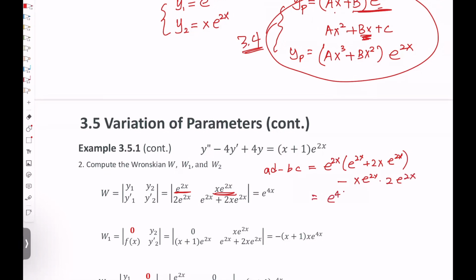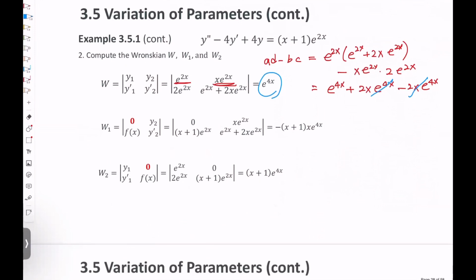That is e to the 4x plus 2x e to the 4x minus 2x e to the 4x. So these cancel out, and we have e to the 4x only. And then for W1, we need to have 0 and f of x in the first column. f of x is (x plus 1) e to the 2x, and we keep the second column. And then AD, which is 0, minus BC, and that'll give us this.